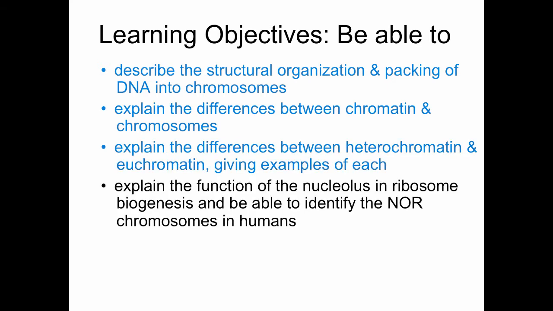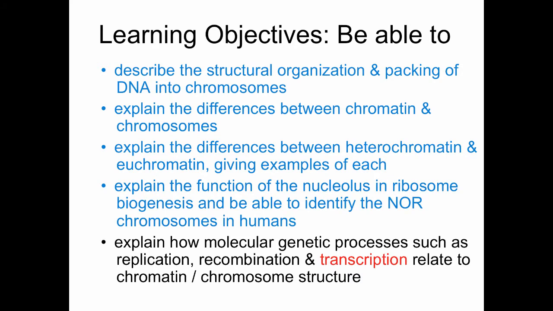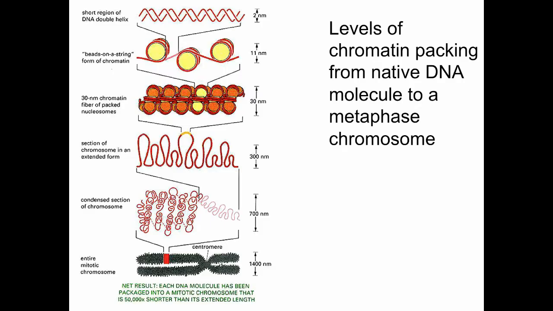these. You should be able to explain the function of the nucleolus in ribosome biogenesis and be able to identify the NOR chromosomes in humans. The NOR chromosomes would stand for the nucleolar organizer chromosomes. And you should be able to explain how molecular genetic processes such as transcription, replication, recombination would relate to chromatin and chromosome structure.